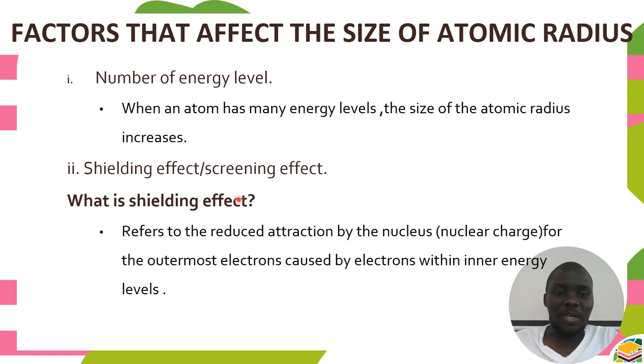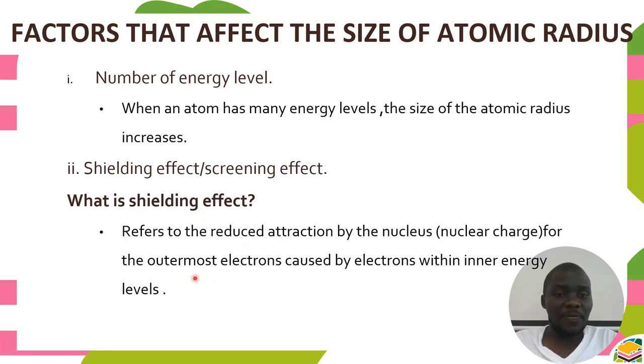If we look at the shielding effect, also known as the screening effect, let us define this word first. What is the shielding effect, or screening effect? Shielding or screening effect refers to the reduced attraction by the nucleus for the outermost electrons. So what causes the reduction in the attraction by the nucleus to the outermost electrons? It is caused by inner electrons which are found in inner energy levels.